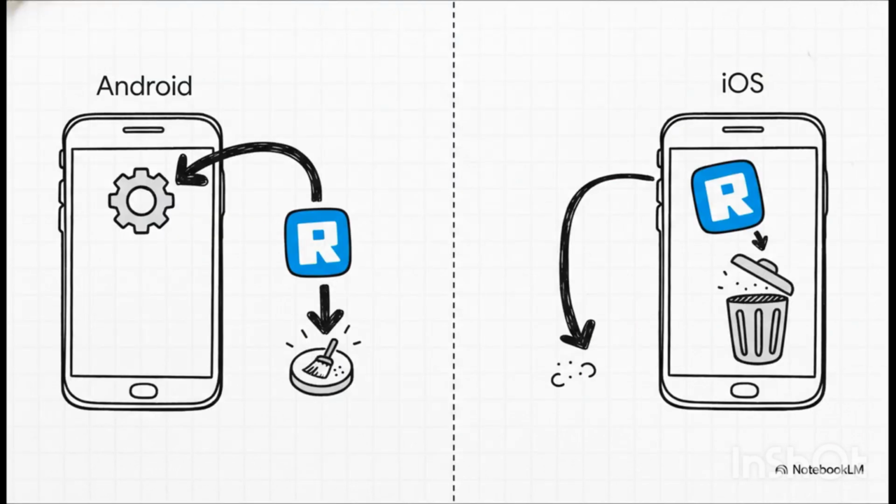And if you're on mobile, it's just as simple. On Android, you can just dive into your settings, find Roblox, and hit that Clear Cache button. On iOS, you've got 2 choices.